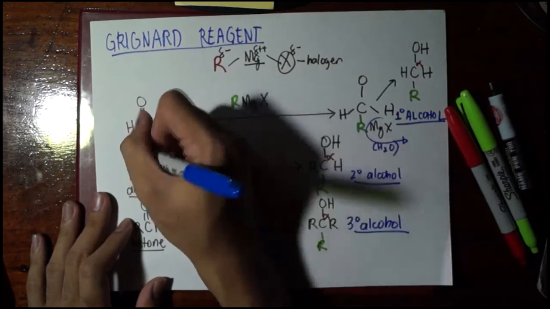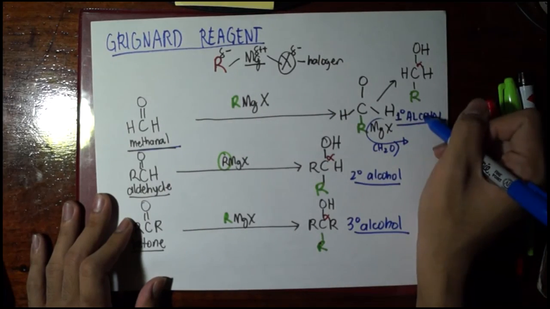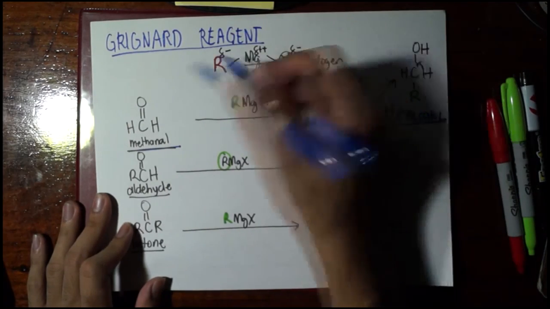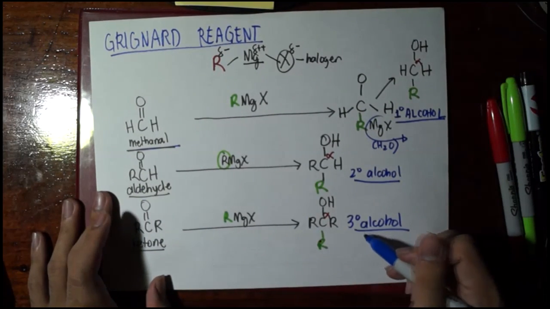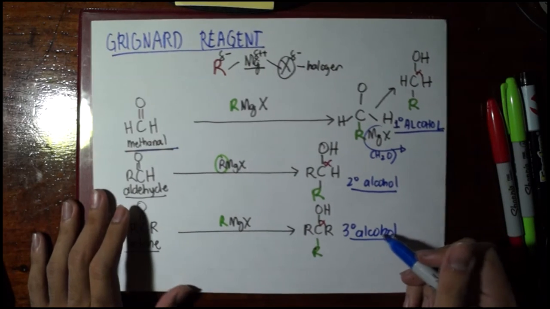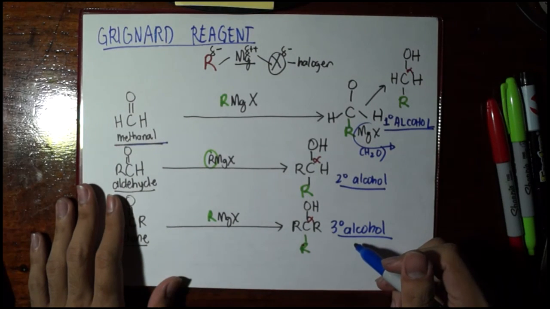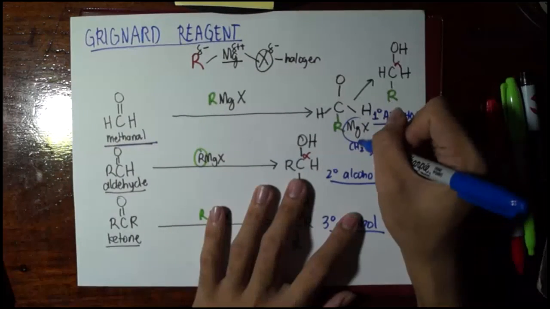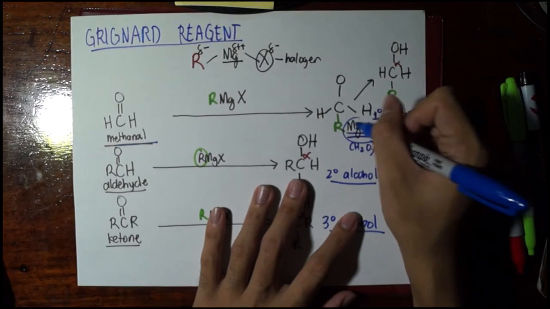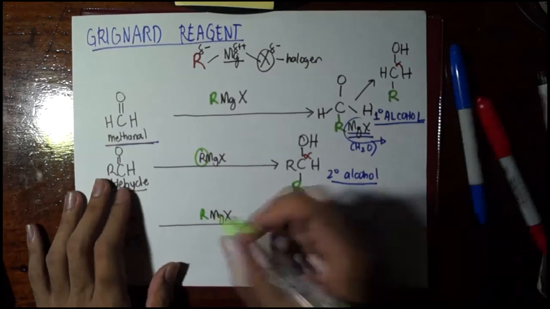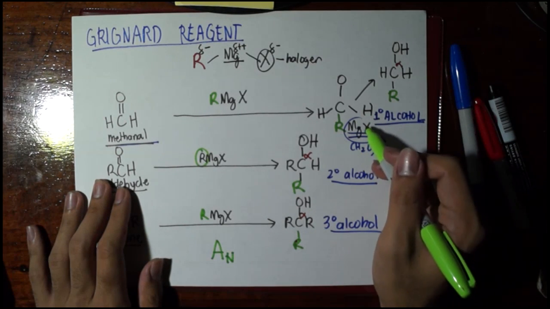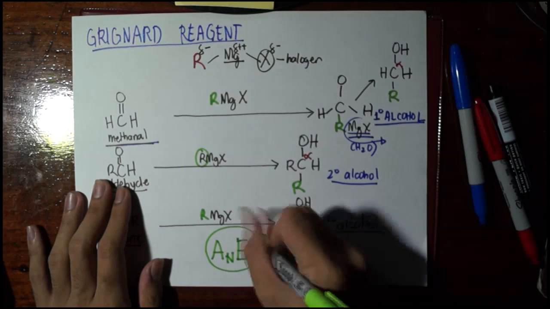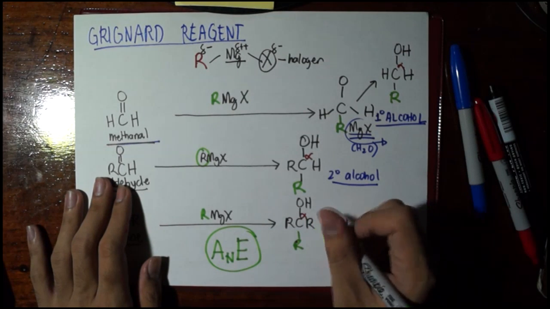So again, to repeat, if we start out with methanal, we produce a primary alcohol after Grignard reaction. From aldehyde, we produce a secondary alcohol, and from ketone, we produce a tertiary alcohol. And that's the last general reaction for nucleophilic addition. And by the way, since we used water to remove MgX, we eliminated this one. So again, the mechanism of action is not just nucleophilic addition. There is a removal of something. It's also ANE. And so that's it.